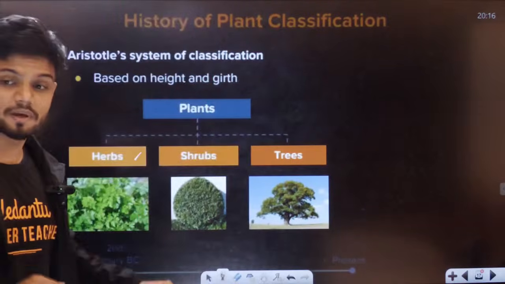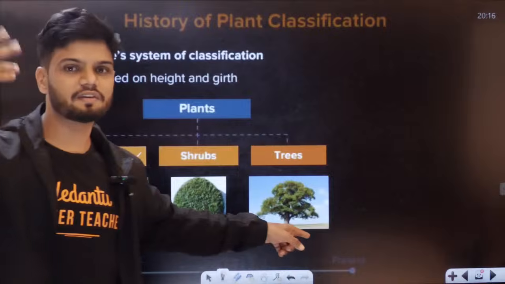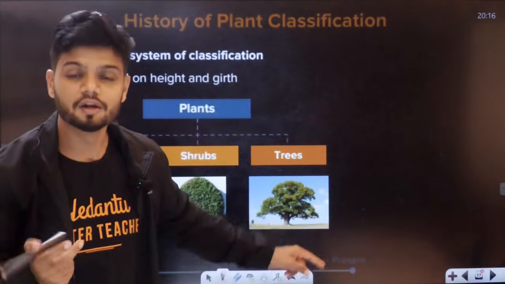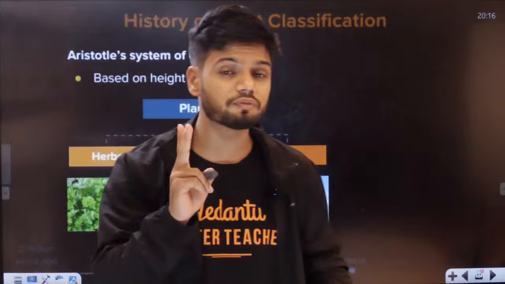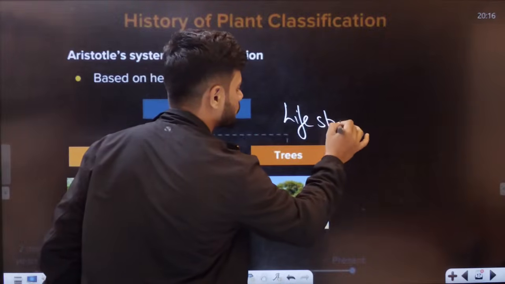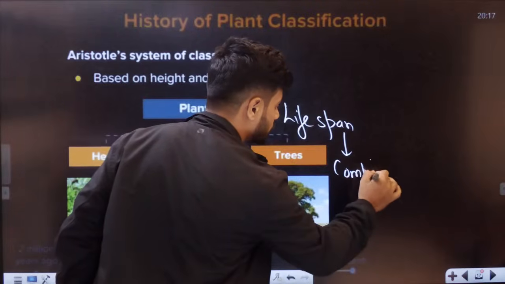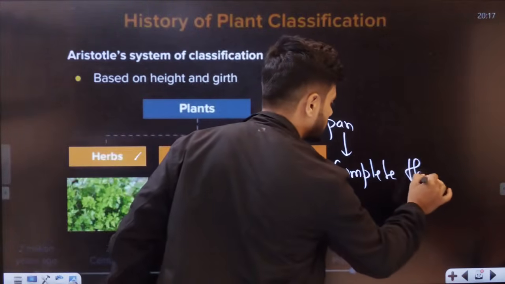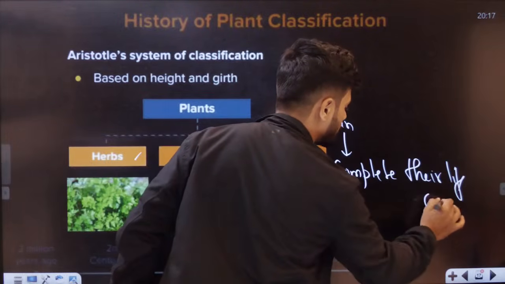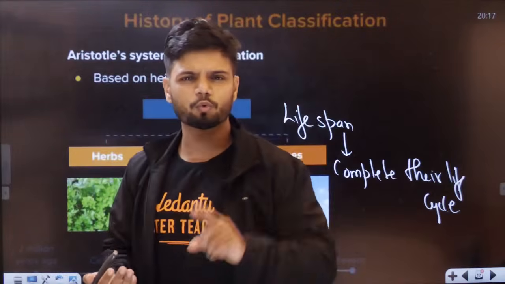Now, shrub is much bigger. Trees are obviously very tall, with a brown color stem, a trunk. Apart from the stem and the size of a plant, we also classified these plants based on the lifespan, or how much time they take to complete their life cycle. For example, all of these herbs will finish their life cycle in 1 year.